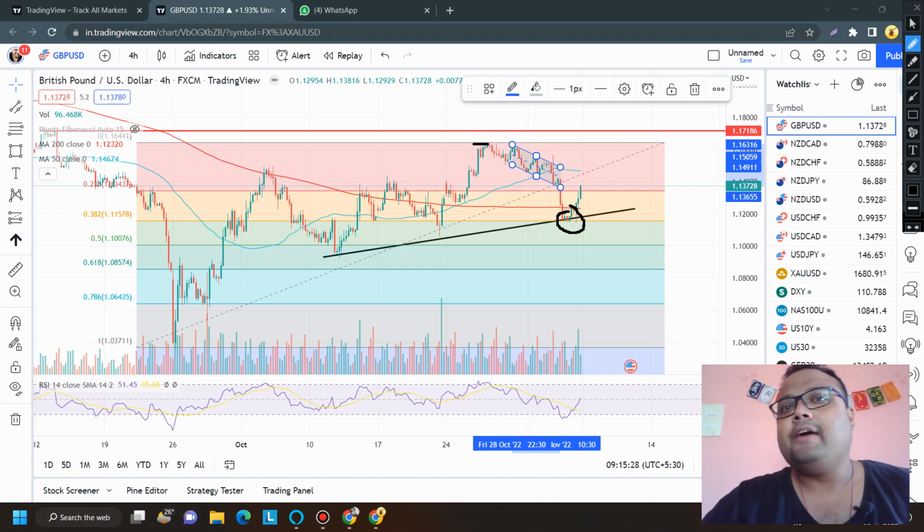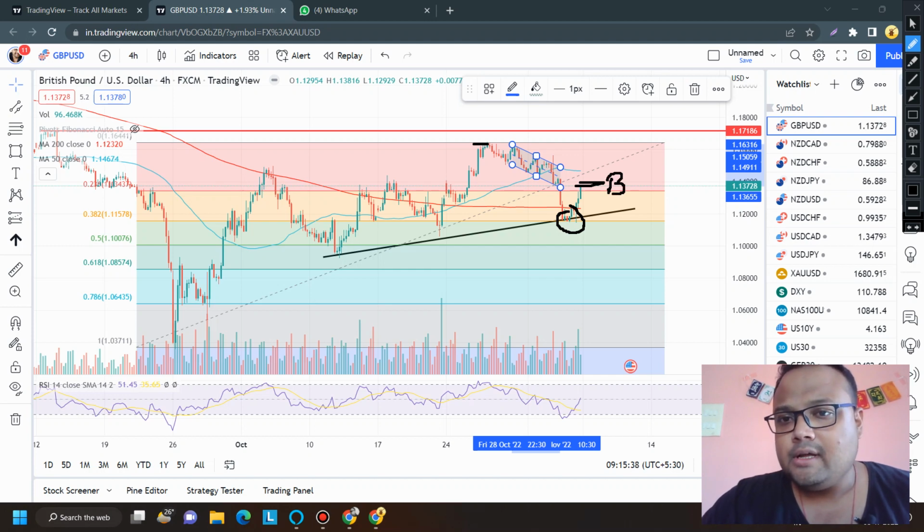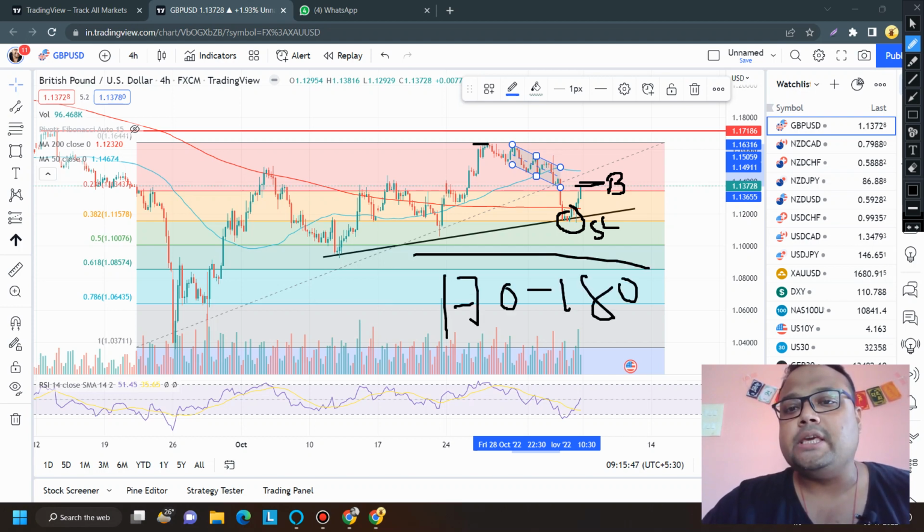But if you have missed the opportunity and are looking for a fresh position in the market, then I don't think this is the right time, because your risk to reward ratio will not match. If you take a buy position here, then obviously your stop loss will be here, so your stop loss will be more than 170 to 180 pips, which is huge.